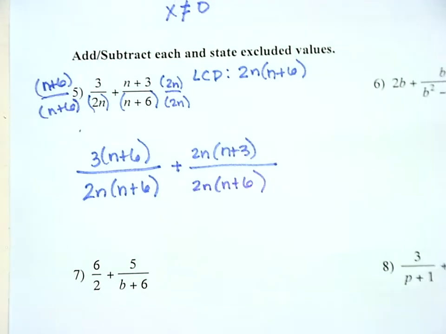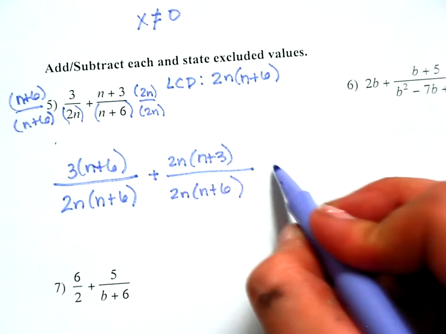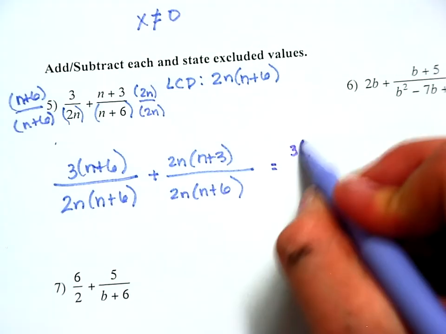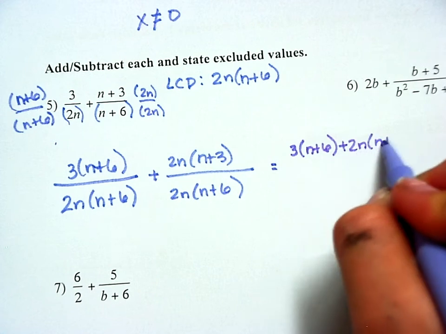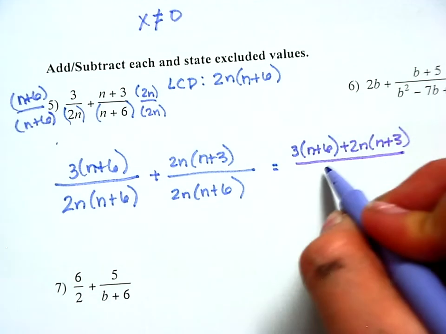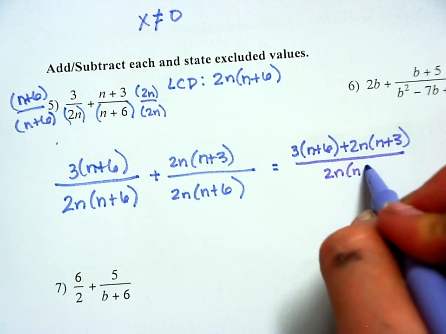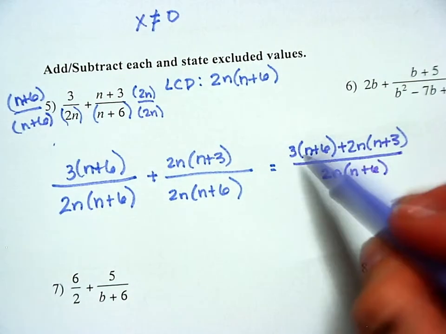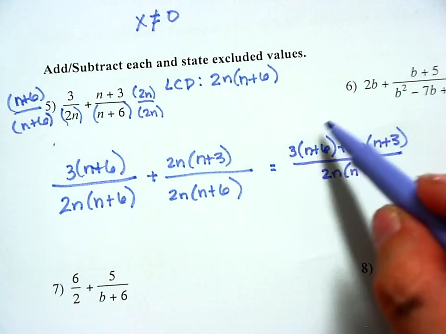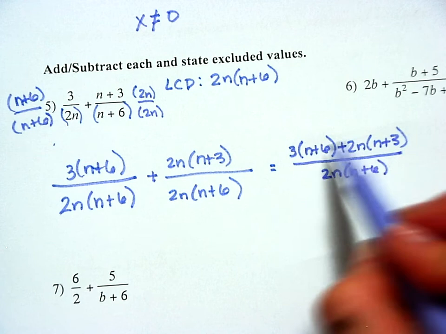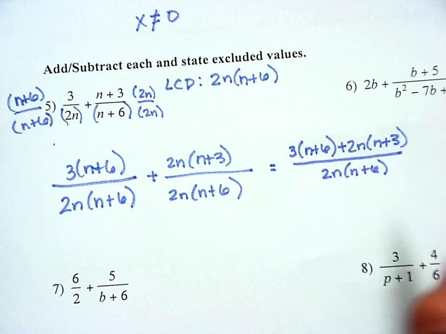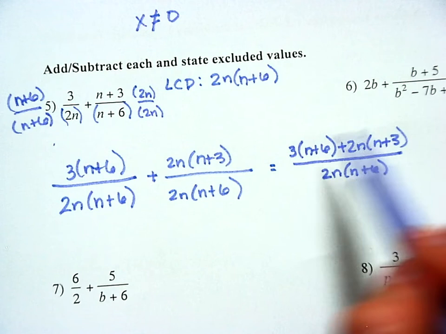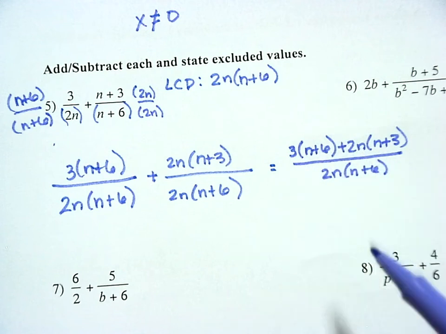All right, and then we are going to add our numerators. So this is 3 times (n + 6) plus 2n times (n + 3), all over 2n times (n + 6). Do not cancel the 2n's and do not cancel the n + 6. These terms right here are being added. That is an addition sign. They are not being multiplied, so you cannot cancel the n + 6 and the n + 6.